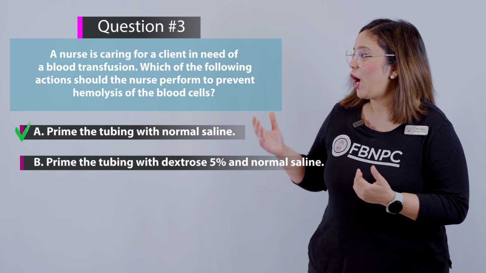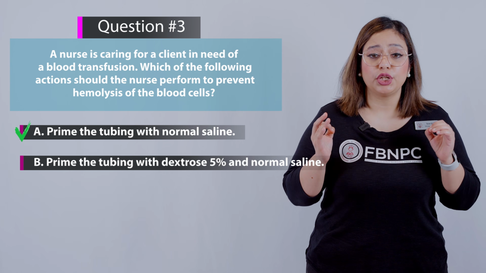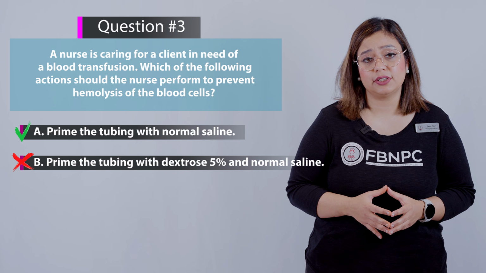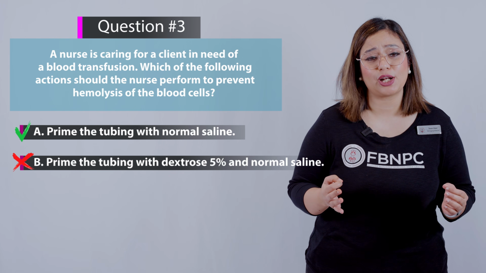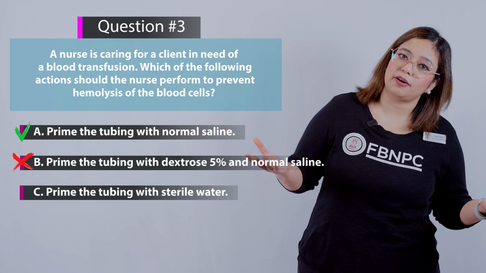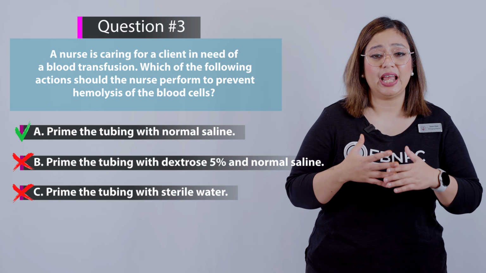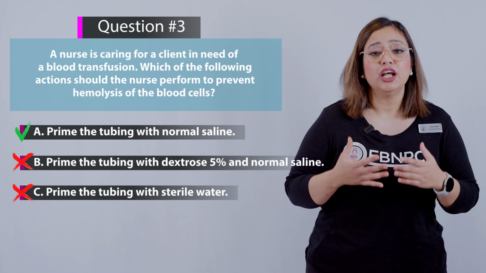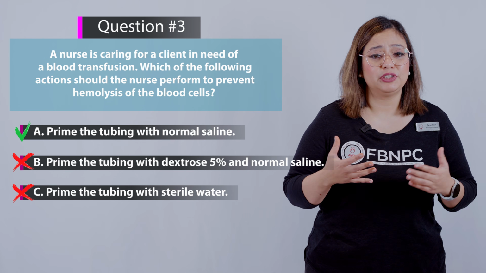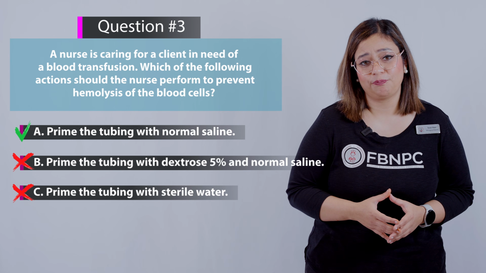B, C, and D. Option number B, priming the tubing with dextrose 5% and normal saline. So you guys know that is not an appropriate answer because dextrose can cause hemolysis of the RBCs. So hence not recommended to use. Look at the option number C, priming the tubing with sterile water. What do you guys think? That is incorrect. You can never use anything else apart from normal saline to be given with blood transfusion because sterile water is for injections, which is for compounding purposes only and not for direct IV infusions.